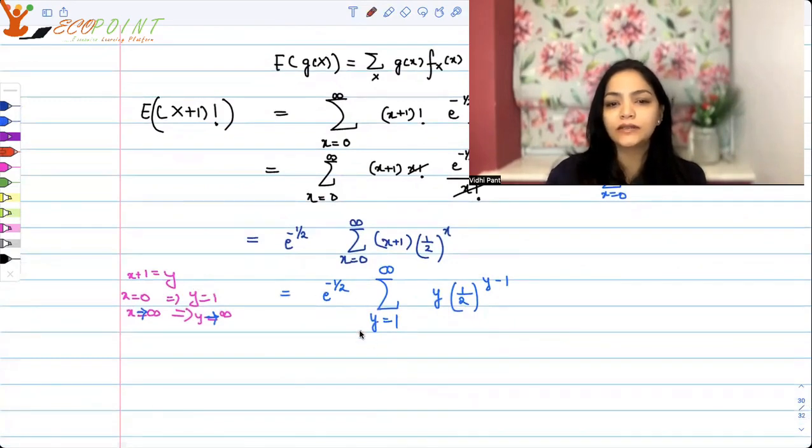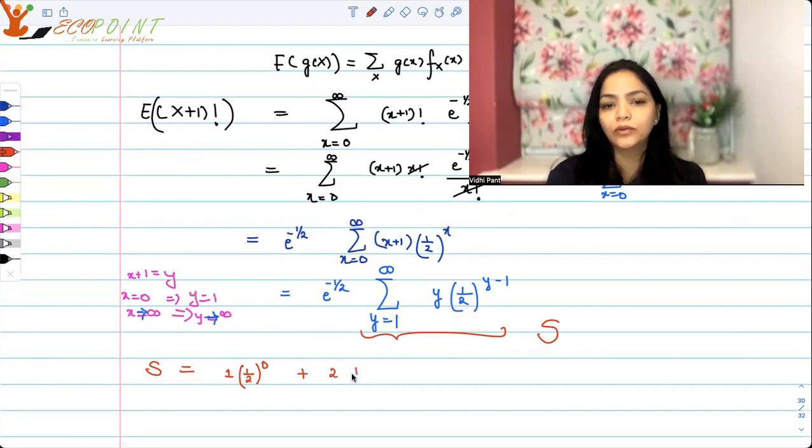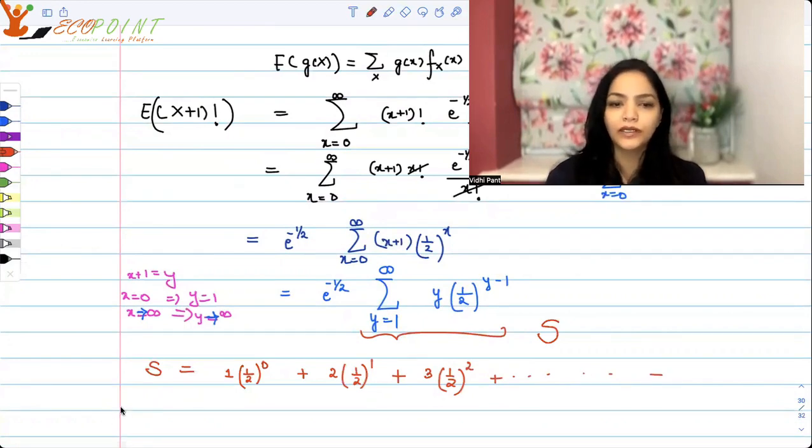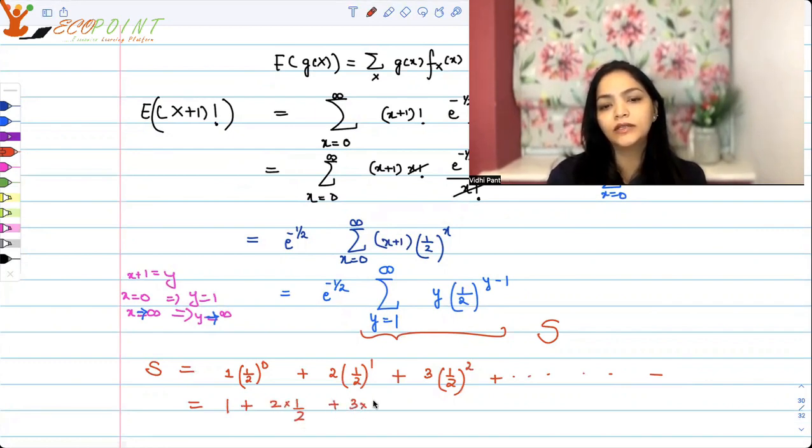Now let's only consider this. Let's take this as S. So S is equal to, start giving values to y: 1 times half to the power 0, plus 2 times half to the power 2 minus 1, that is 1, plus 3 times half to the power 3 minus 1, that is 2, and so on. That is, S is 1 plus 2 into half plus 3 into 1 by 2 square plus 4 into 1 by 2 cube, and so on.